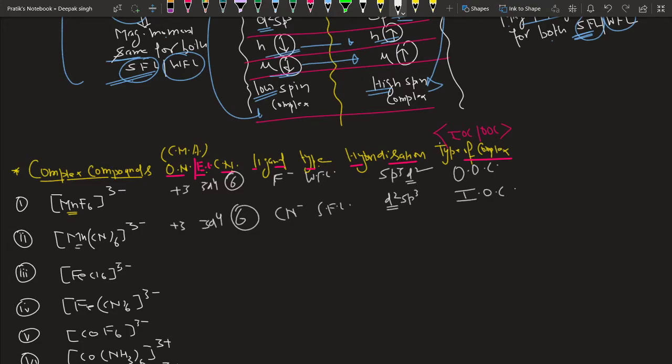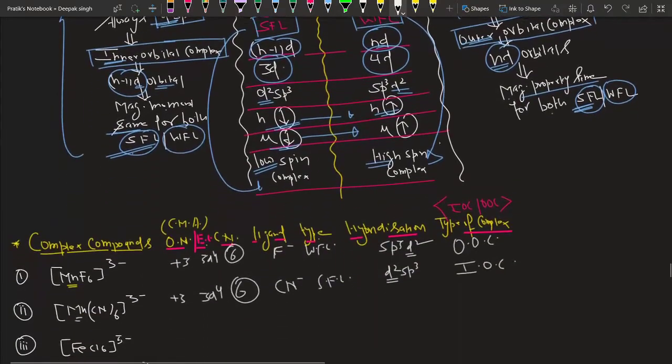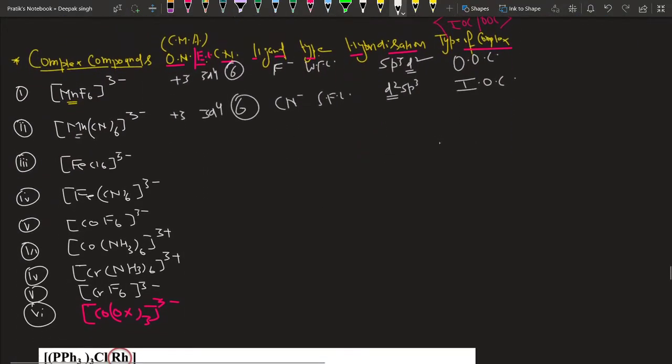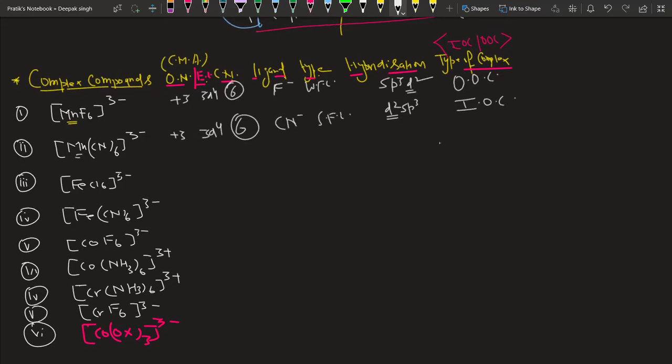So by using this logic, student, we all can solve. These are the following questions that you all have to solve. The only thing that you have to remember, in the last example, is that generally oxalato is a weak field ligand, but this is the only exceptional case where oxalato with cobalt is acting as a strong field ligand. I repeat, oxalato is a weak field ligand, but with cobalt it is acting as a strong field ligand. It is the exceptional case which is given in NCERT.